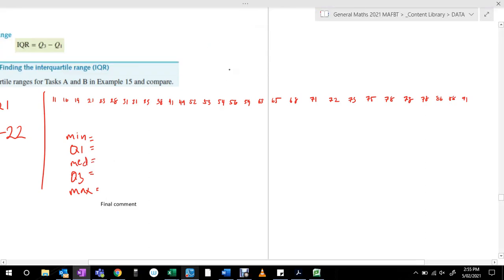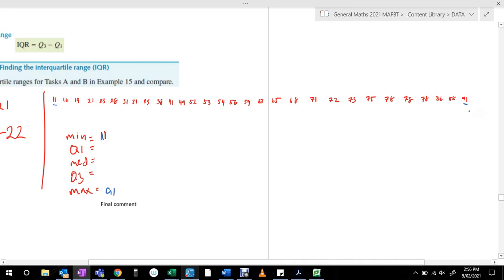Okay, so first things first, let's write down the minimum and the maximum. Okay, that's easy. So you have 11 and you have 91. Easy. So you have 11 and then you have 91.